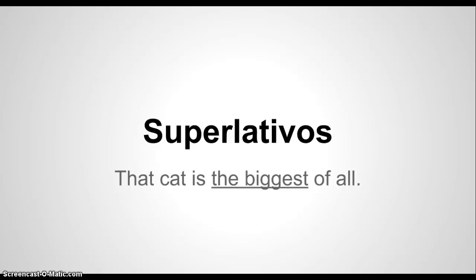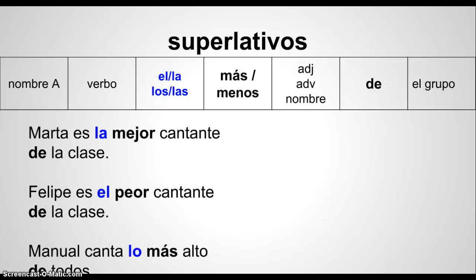We have superlativos. It's very similar to comparativos, but instead of saying is bigger, we're saying the biggest. So for superlativos, the only thing we add in would be the el or la or los, las, then de. We use de instead of que because we're comparing to a group instead of to an individual.